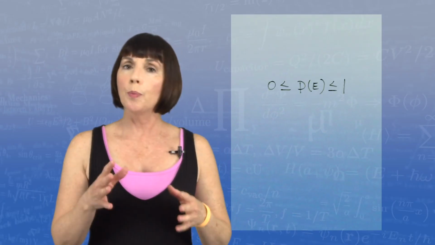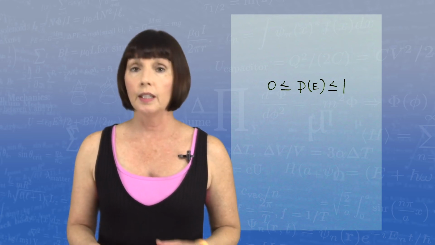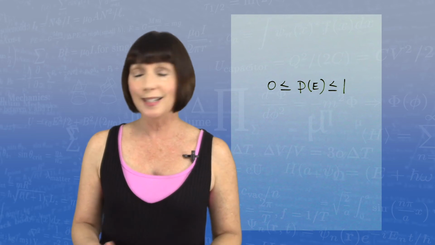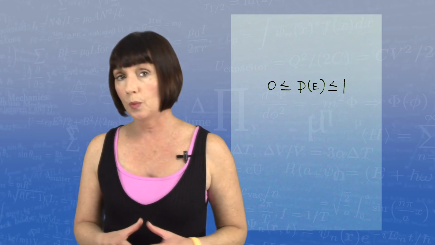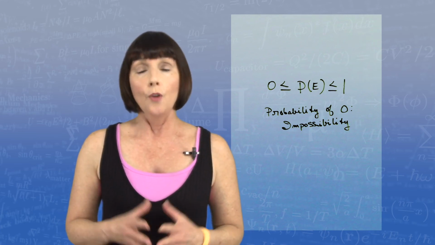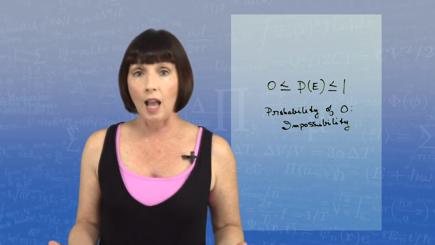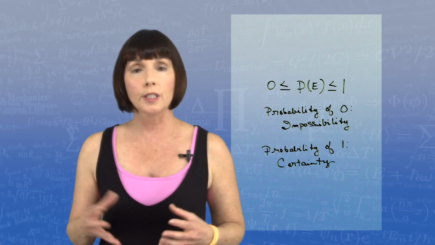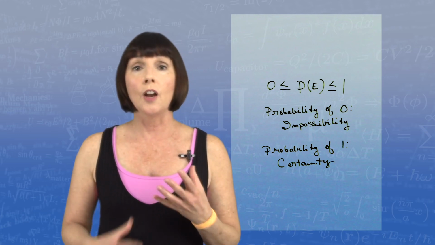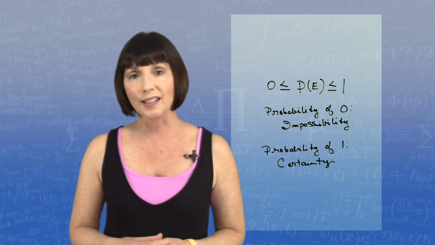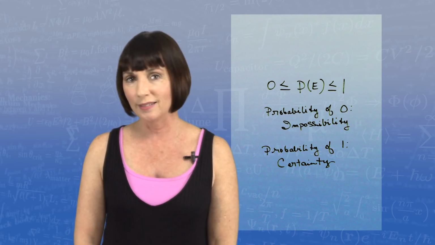Here's an important fact to keep in mind about probability. The probability of any event occurring is greater than or equal to 0 and less than or equal to 1. So probabilities are never negative, and they're never greater than 1. A probability of 0 means an impossibility. For example, tossing a regular die and getting a 7. A probability of 1 is certainty. For example, tossing a fair coin and getting a head or a tail. You'll definitely get one or the other, so that would be a probability of 1.